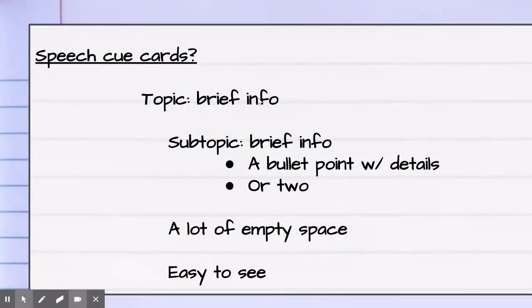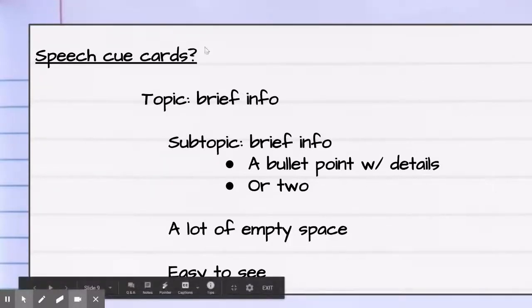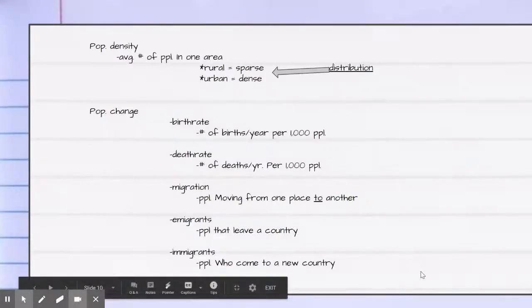Topic with some brief info, subtopic, a bullet point or two with details and examples, and I'd leave a lot of empty space and I'd make it easy to see. I'm trying to make that nice for my brain when I'm giving a speech. And the same thing should be true for your notes. How would you make a speech cue card? Make your notes in a similar manner. If I did that, they might look like this on the page, right?